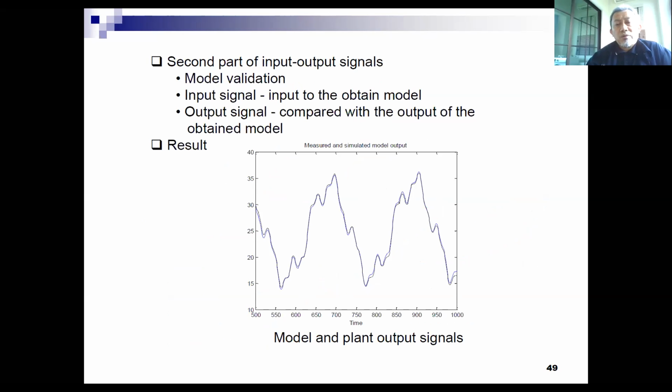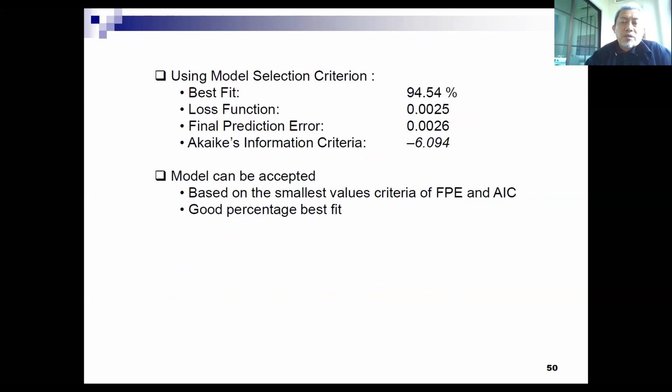So the model output, the measured and simulated value, is shown here, with the best fit 94.54%, below 100%, with the loss function 0, FPE 0, and AIC 0. So the smallest values of criteria, FPE and AIC, are accepted due to the small value and good percentage best fit.